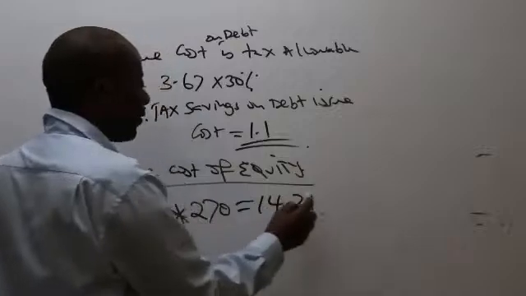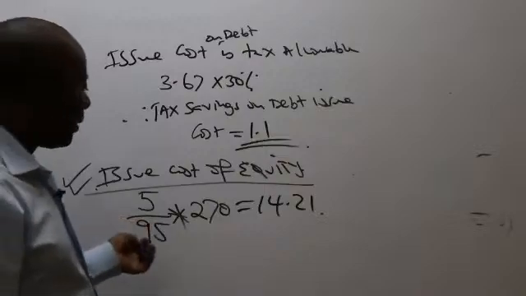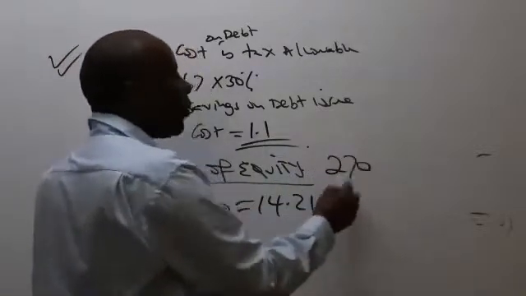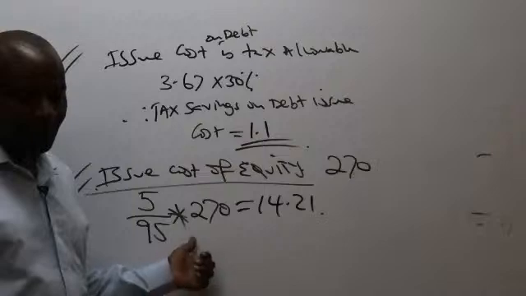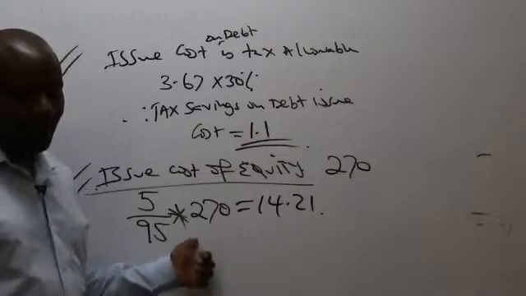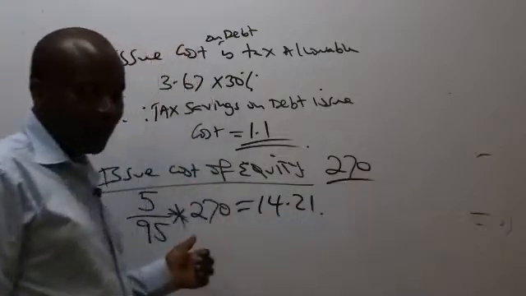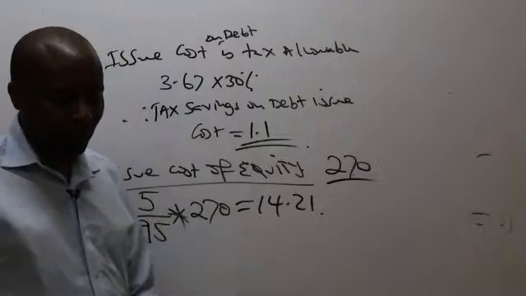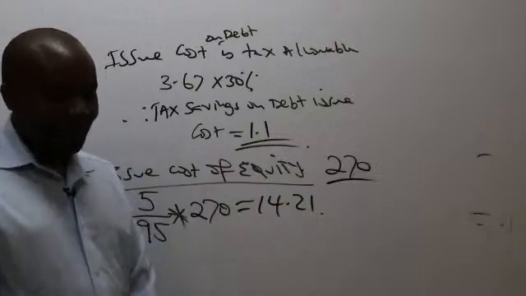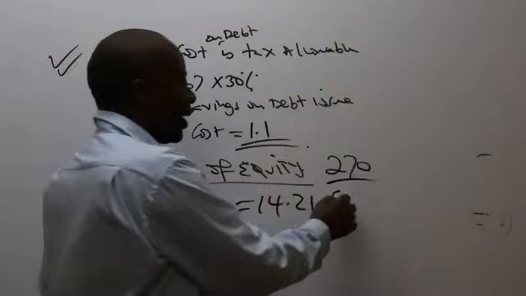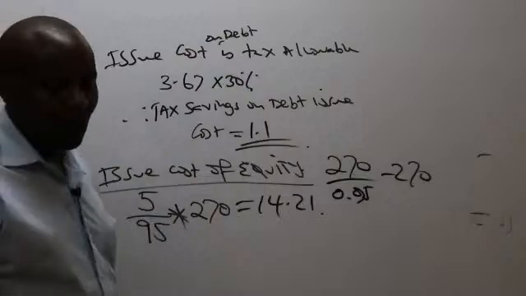$14.21. Remember the other method, my method, which would have been a bit longer. First of all, are we able to see where the 270 is coming from? My method, I would have taken 270 divided by 95%, isn't it? Yes, divided by 0.95, and then, of course, after that minus 270. That's what I would have done to get the issue cost.